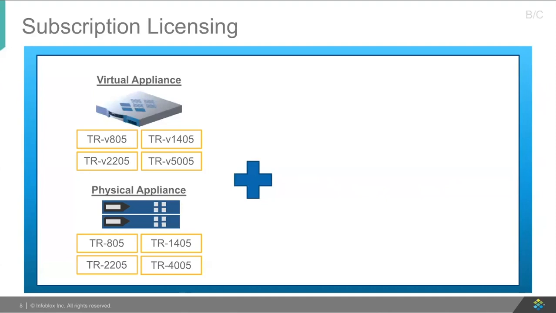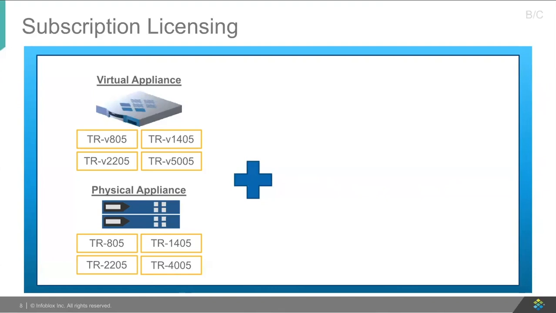Well, just to reiterate on designing based on what your requirements are. So besides HA requirements, there's also capacity requirements and performance requirements. So we have 4 different size appliances on the virtual side, as well as the physical appliances. As you see, we've got the 805 all the way up to the 5005 on the virtual, and then on the physical, 805 to the 4005.